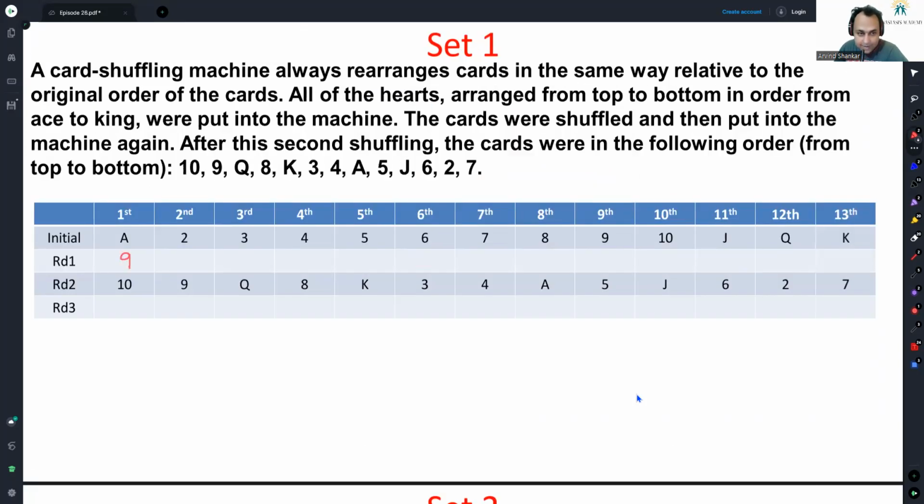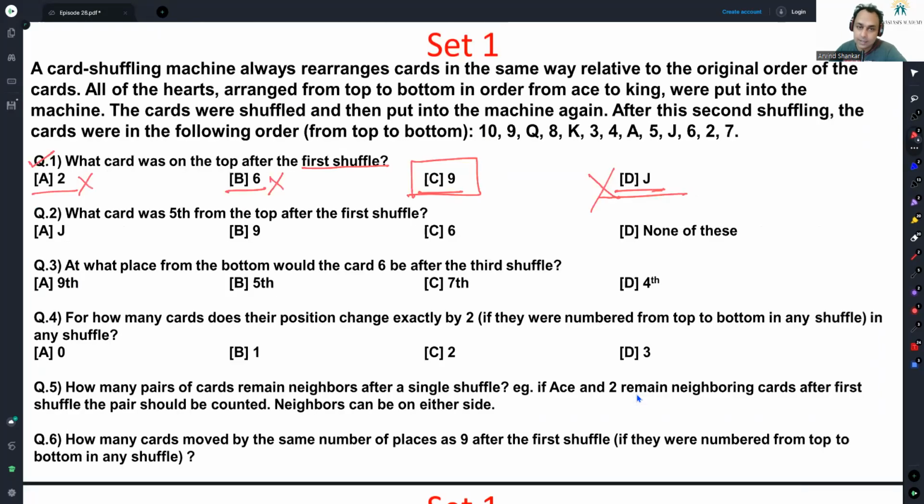So 9. I have 9-10. So 9-10, 10-5. So 10-5, 5J. So 5J, JK. So JK, K6. So K6, 6-7. So 6-7, 7-3, so 7-3, 3-4, so 3-4, 4-Q, so 4-Q, Q-8, so Q-8, 8-2, so 8-2, 2-A, so 2-A. I am able to place all 13 distinct cards in all 13 distinct positions, which would mean this is the correct arrangement, this is the correct way to shuffle them. The first answer is of course C.